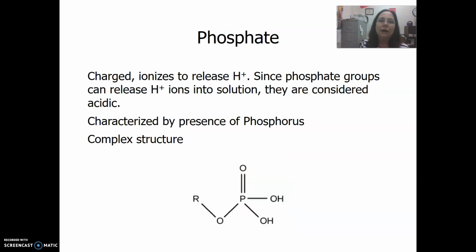Phosphate groups are characterized by the presence of phosphorus and oxygen, but it's a phosphorus double bonded to an oxygen, single bonded to an OH, single bonded to a second OH, and single bonded to another oxygen. So in other words, phosphorus forms 5 covalent bonds. It forms even more covalent bonds than carbon does. But for different reasons, it's not as useful as carbon in the building blocks of living things. But that's a phosphate group.